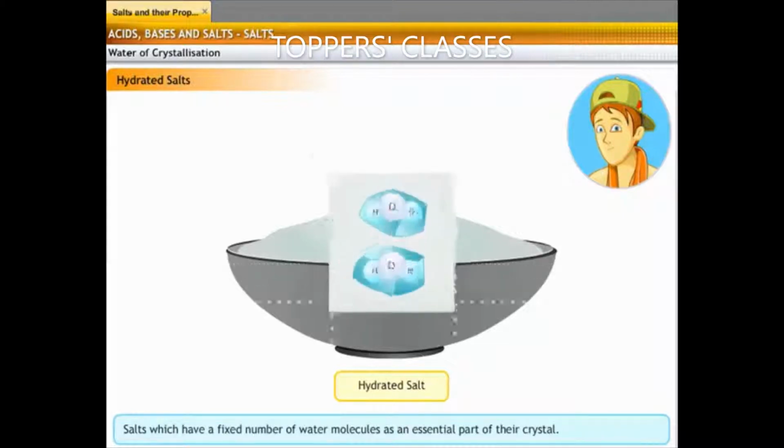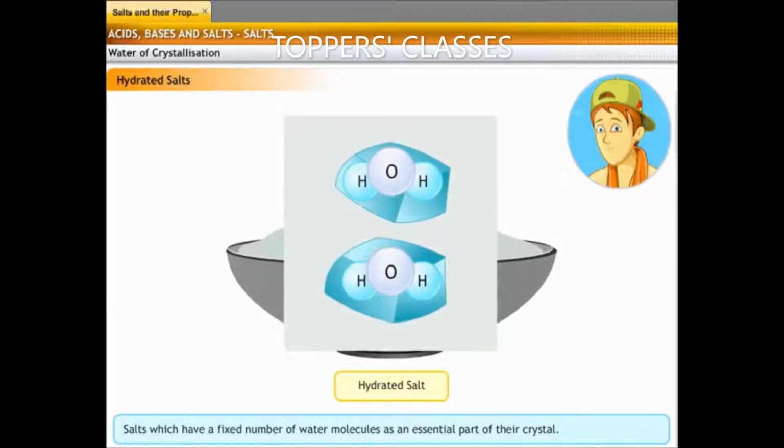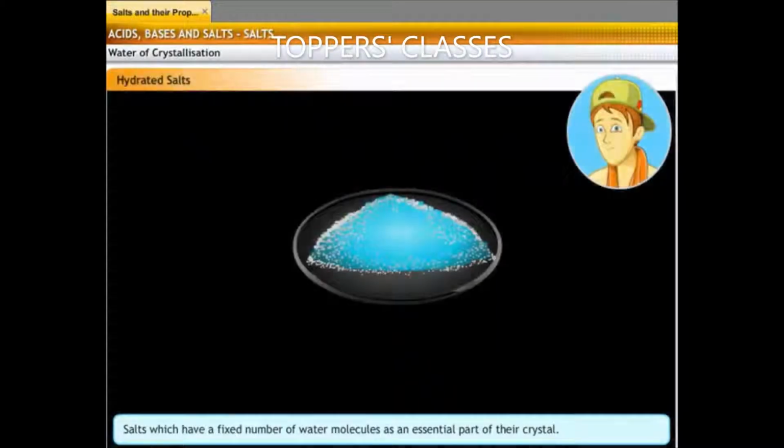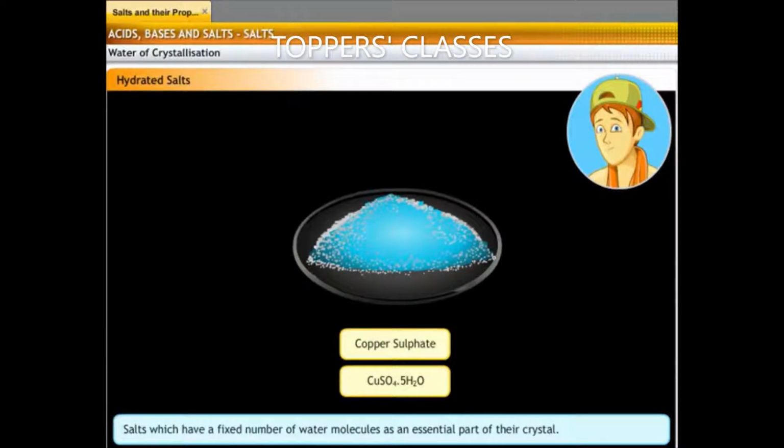These water molecules which form part of the crystal are called water of crystallization, and such salts are called hydrated salts. For example, in your laboratory, the blue-colored copper sulfate is copper sulfate pentahydrate. When heated, this salt loses its water molecules and its blue color.